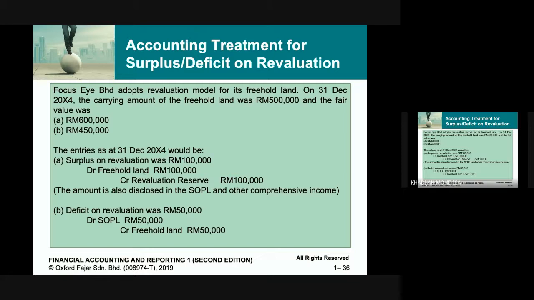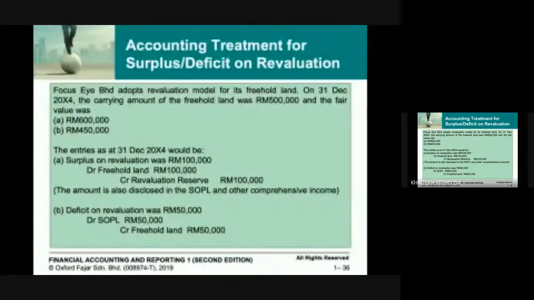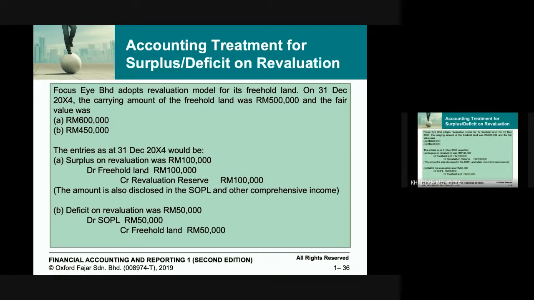In this case, they put SOPL, but both appear under your SOPL. Both surplus and deficit appear in your SOPL. One is revaluation reserve. The other one, because reserve is something that increases the owner's equity. Here you just put SOPL. I think that you can have revaluation reserve on the debit side as well, if you only have one account.